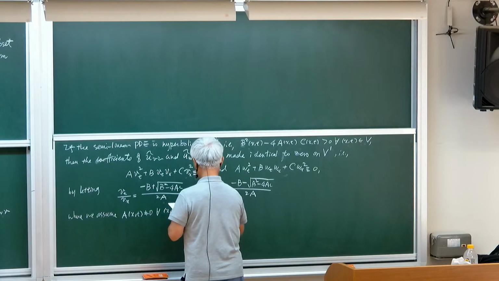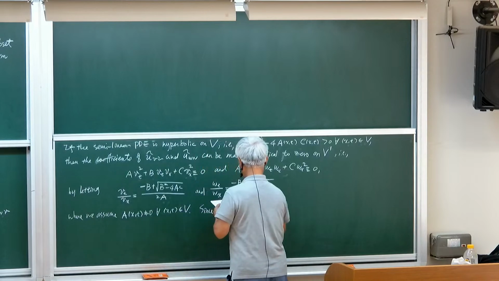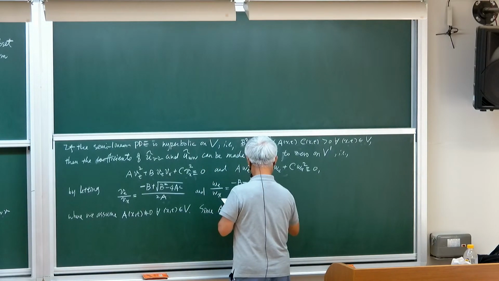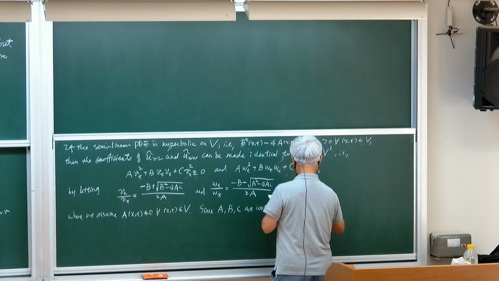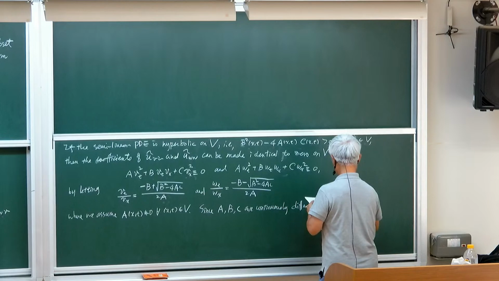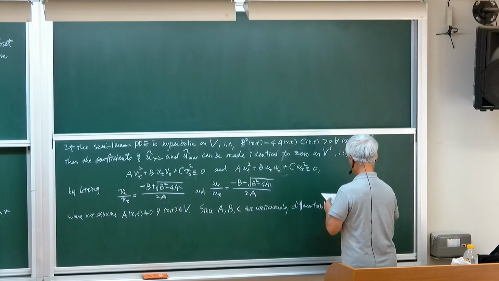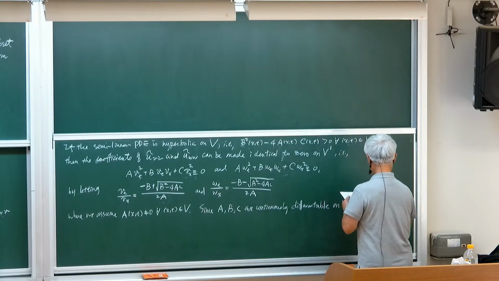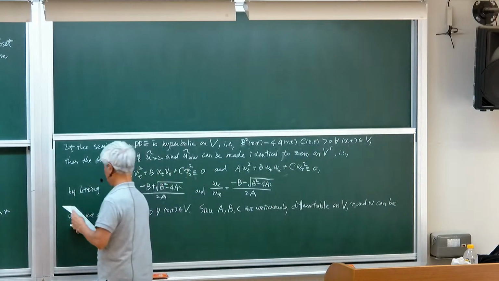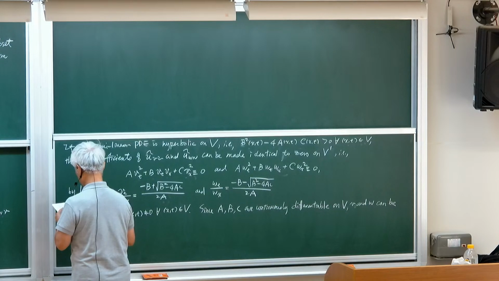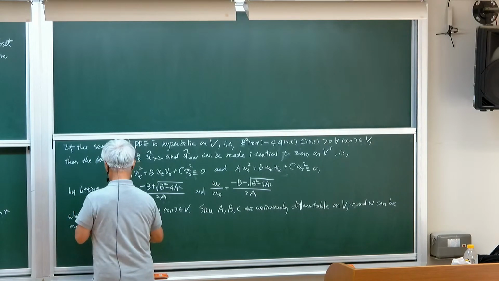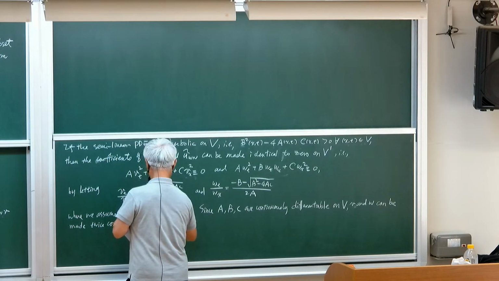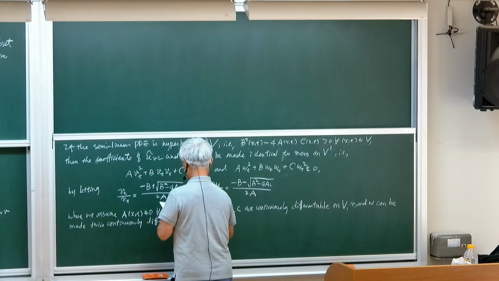Now, since A, B, C are continuously differentiable on V, V and W can be made twice continuously differentiable on V.